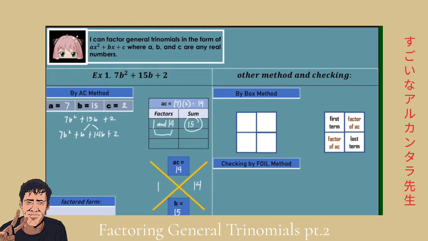The essence of this is so that we can apply what we have learned so far in factoring, and it's the concept of factoring by grouping. So let's group 7b squared and positive b.